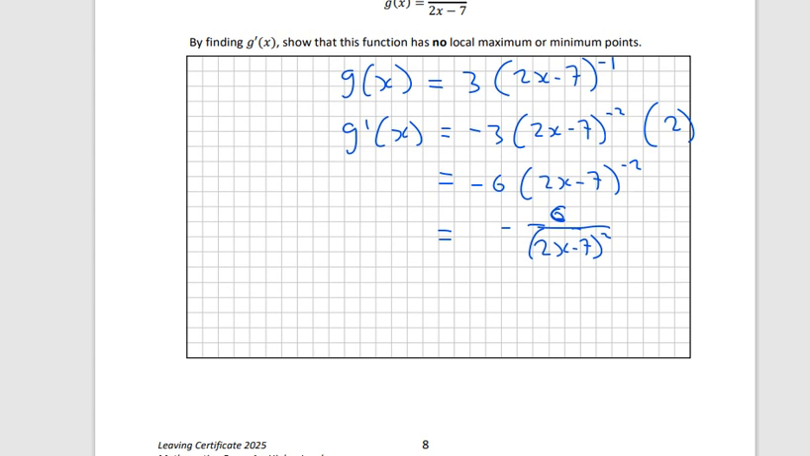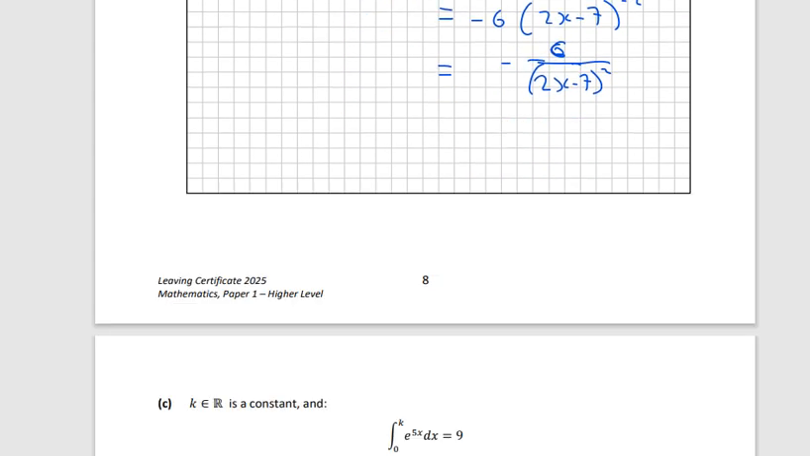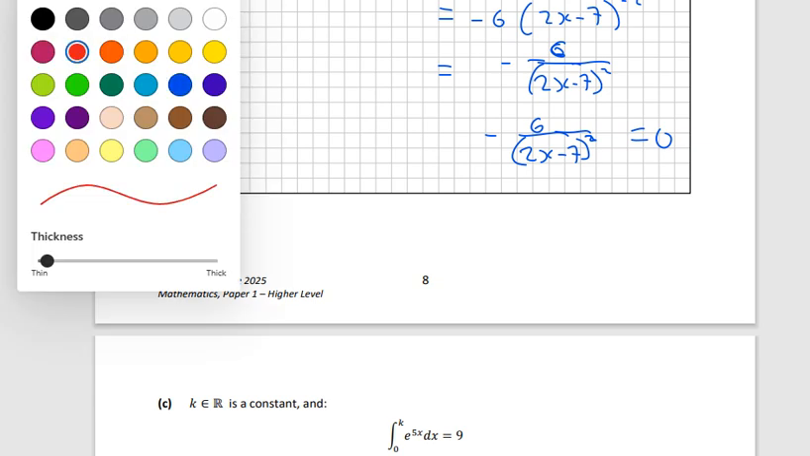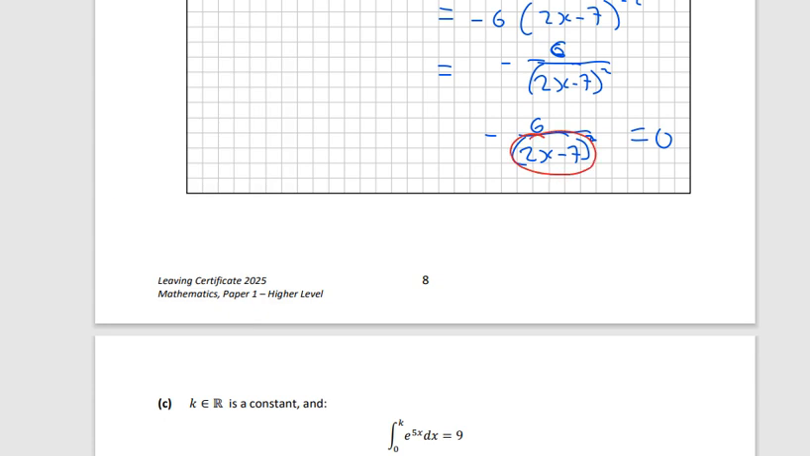Now, if we look back at the question, show that it has no maximum or minimum. So for maximum or minimum, what we always do there is we differentiate and let it be equal to 0. So I'm going to let that be equal to 0. Oh yeah, so this actually works out nicely. So minus 6 over 2x minus 7 squared is equal to 0. So using laws of algebra, I should be able to bring across what's on the bottom and multiply it by the 0 on the right hand side, well, obviously I'm just going to get 0.